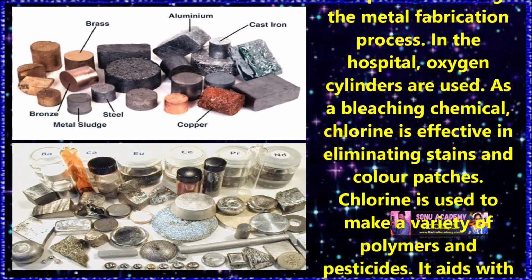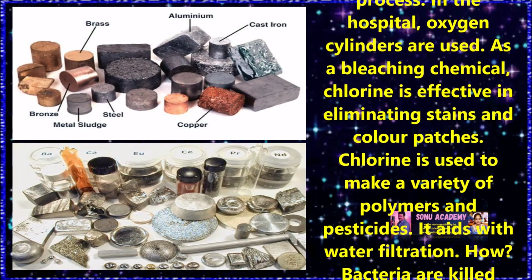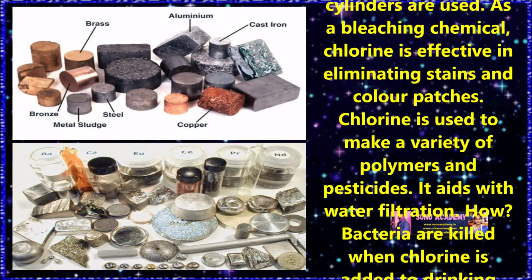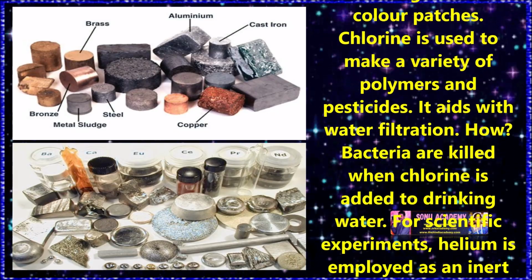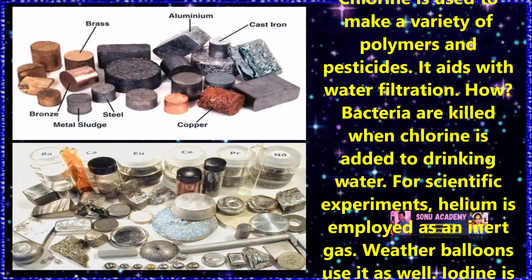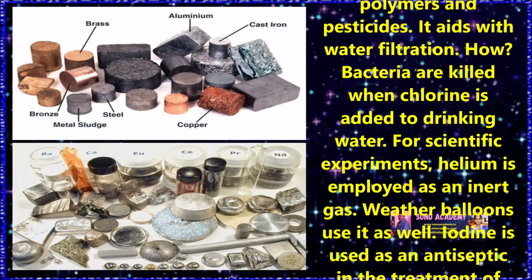Chlorine is used as a bleaching chemical. It is effective in eliminating stains and color patches. Chlorine is used to make a variety of polymers and pesticides. It aids with water filtration. Bacteria are killed when chlorine is added to drinking water.